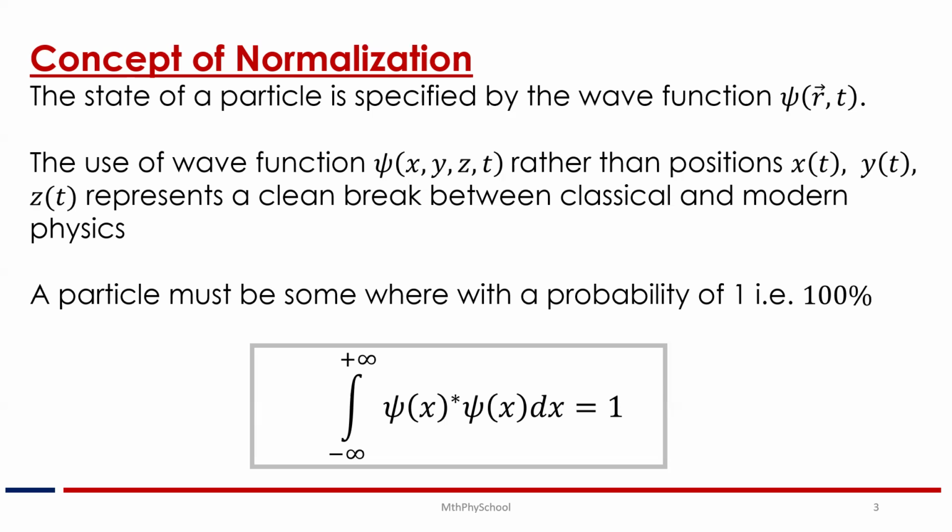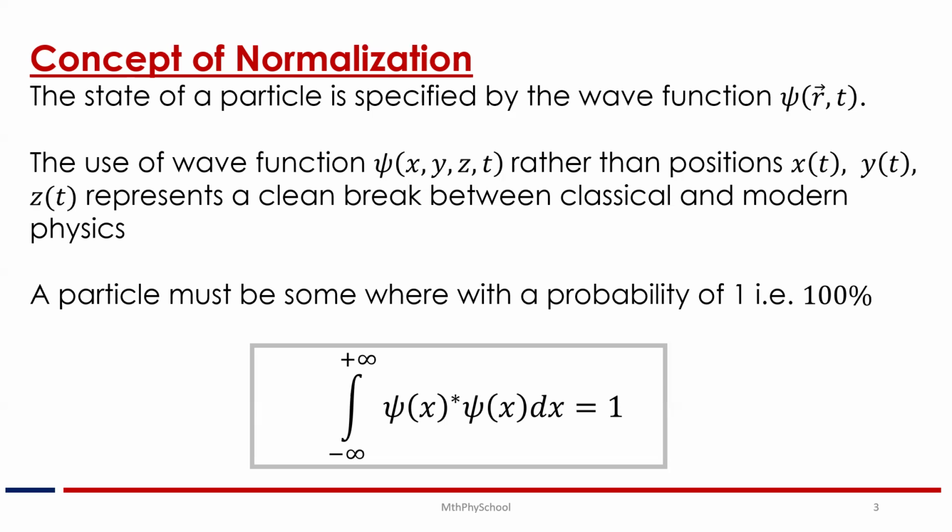A particle has to be found somewhere. The probability that a particle must be found somewhere is 1, that is 100%. And this idea is what we use, and we call it the normalization condition. That is, if we integrate the square of the wave function from -infinity to infinity with respect to x, it should be equal to 1.